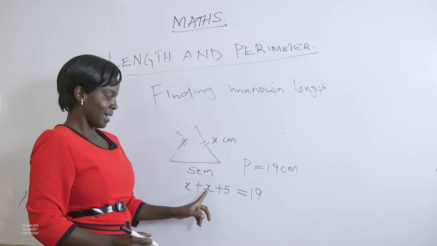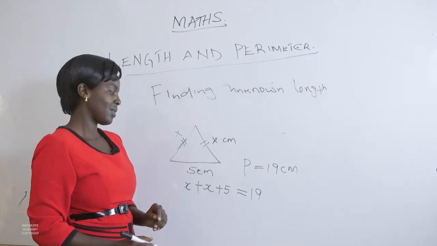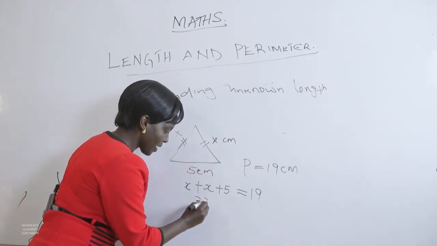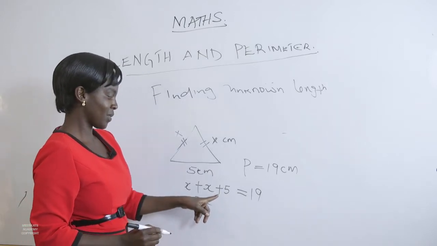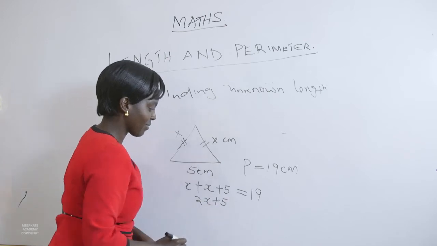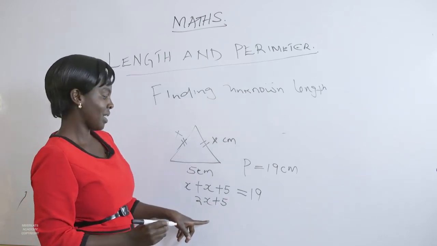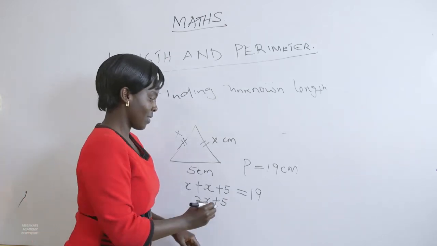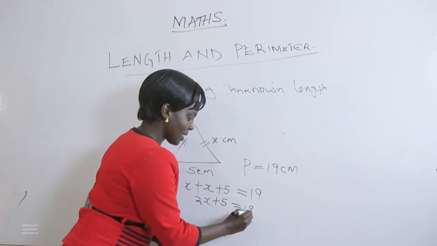If we add x and x, what do we get? We are supposed to get 2x. Then, because they are not the same terms, we cannot add 2x and 5. They will just remain that way. So we say 2x plus 5 is equal to 19.